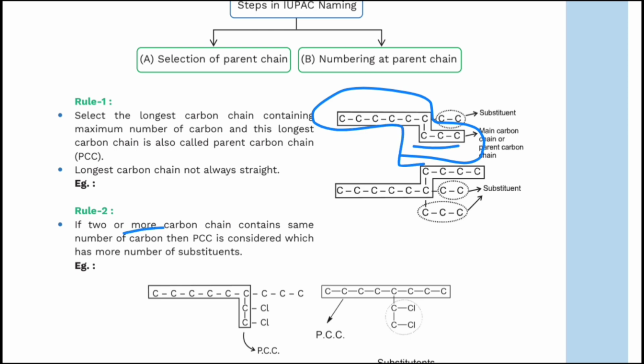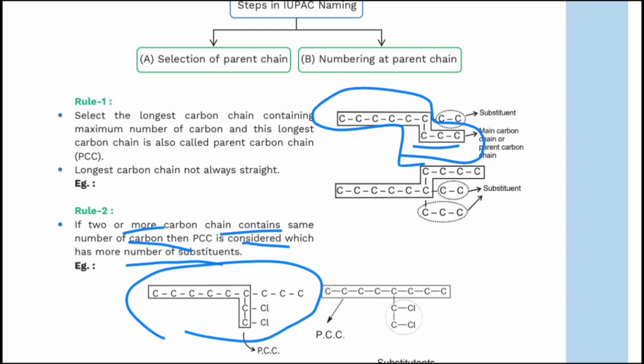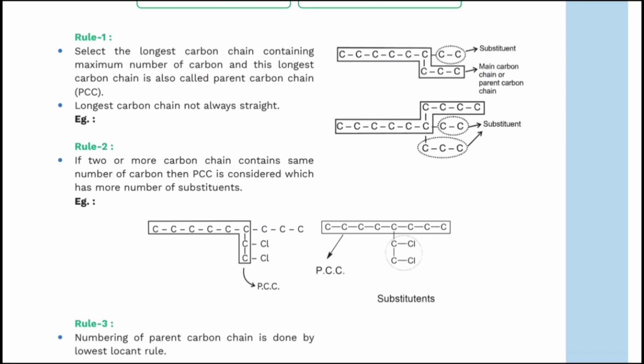If two or more carbon chains contain the same number of carbons, then the parent carbon chain is the one which has more substituents. You can see here, in this one we have 1, 2 and 3 substituents, and here we have only one substituent. So the chain which has more substituents is considered the parent carbon chain.